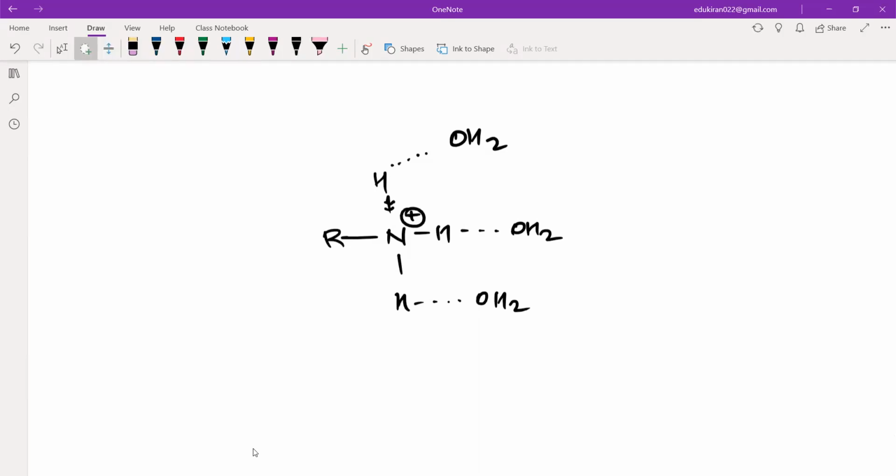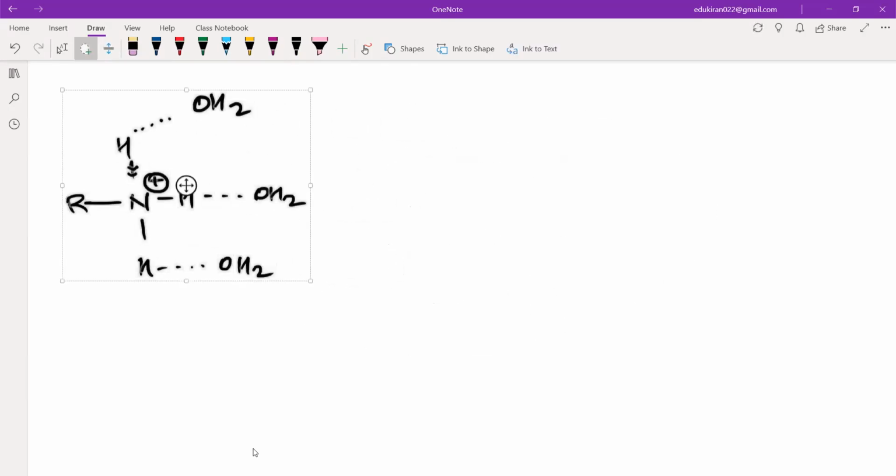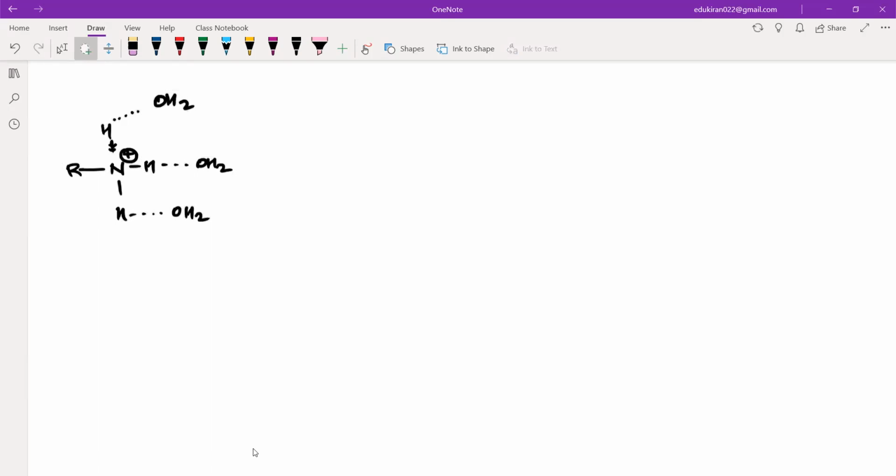Yes or no? Yes. Tell me. Yes. Hydrogen bonding. How many hydrogen bondings are here? How many hydrogen bondings can you see? 3.